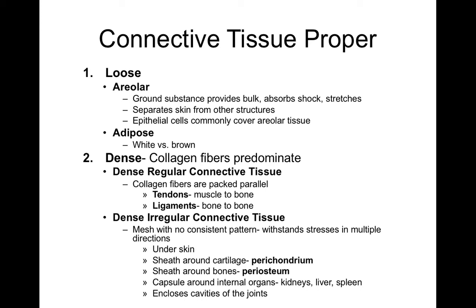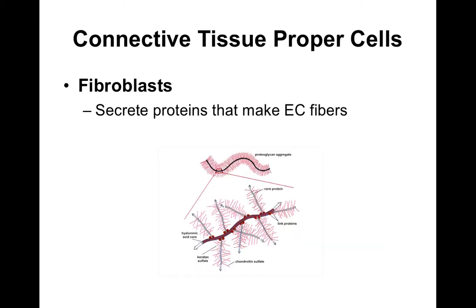And then irregular connective tissue, the fibers have no basic pattern, but this does have a very important function in withstanding stress in multiple directions. This is usually underneath the skin, the perichondrium, the periosteum, we talked about that, surrounds all the bones, encapsulates all of the organs, and encloses the joint cavities so that we can have movement.